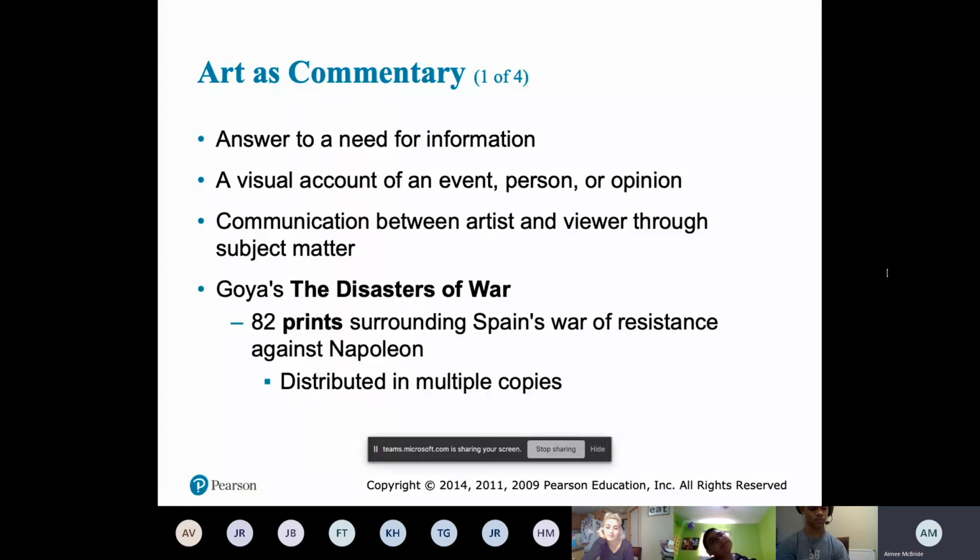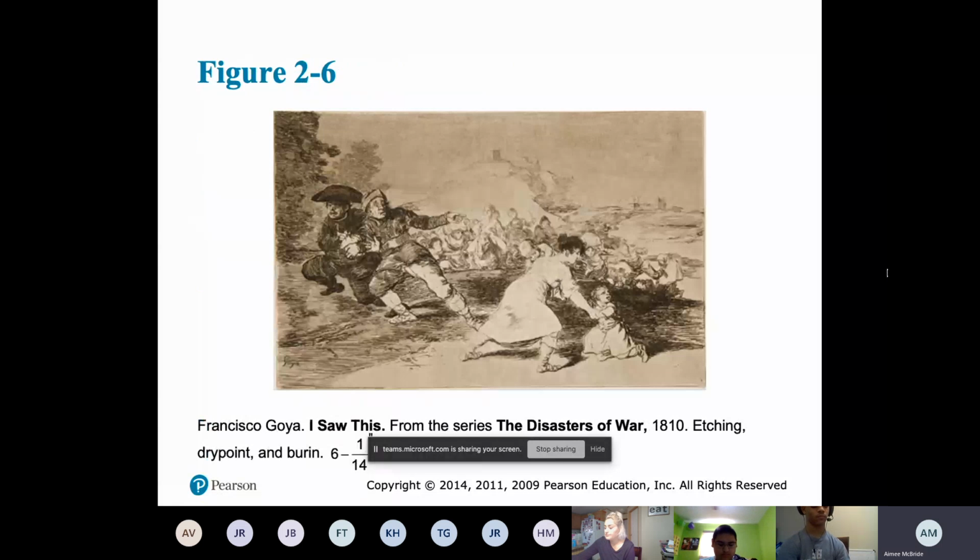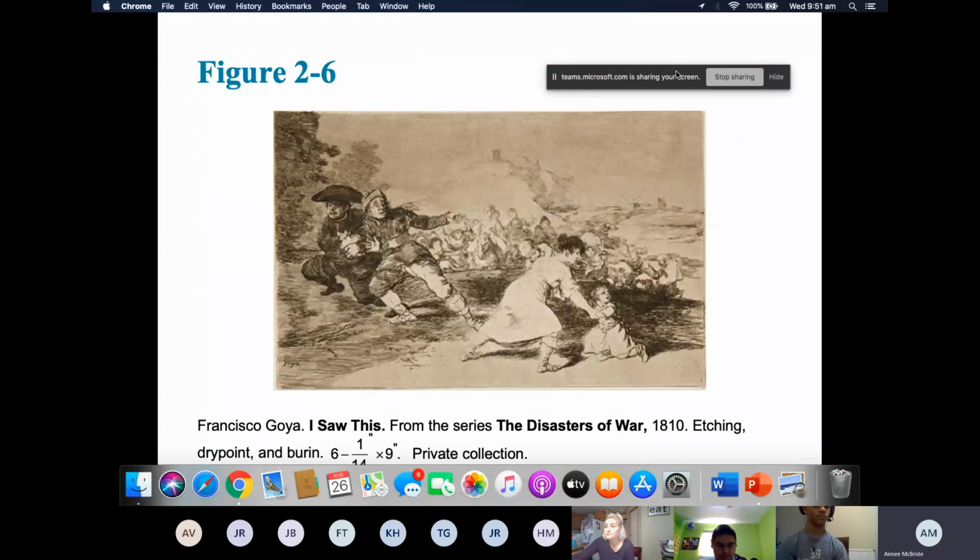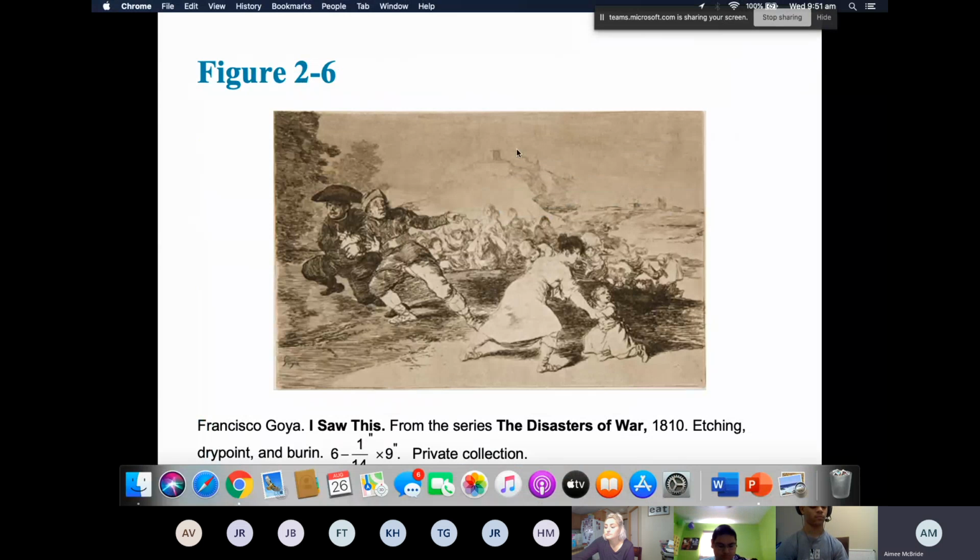All right, so we have the Disaster of War series from Goya that we're going to look at first, and that series of prints ends up culminating into one grand painting. So here are the prints. Like I said, there's a series of 82 of them that just depict the different scenes. So here you have a fire in the background, a man being pulled away from his wife and child.